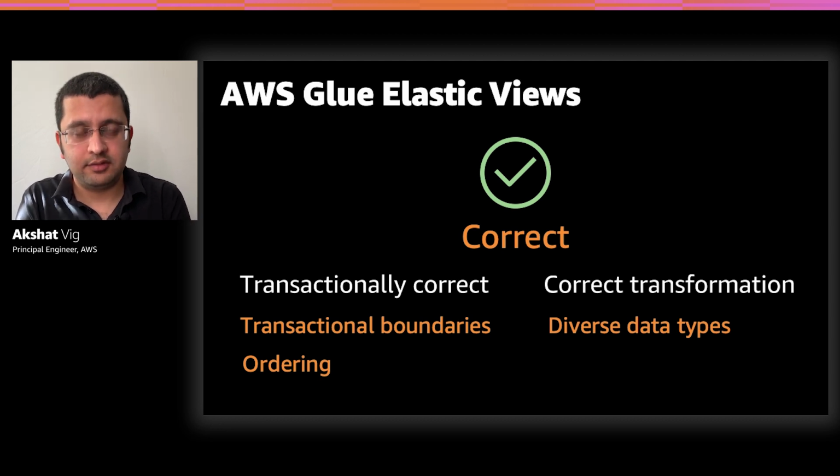Finally, the second part of correctness is data transformation. Considering we support diverse data types because of a diverse set of data stores, Glue Elastic Views has to ensure that the data is actually correctly transformed. And again, Alman will cover this in a lot more detail in his slides.